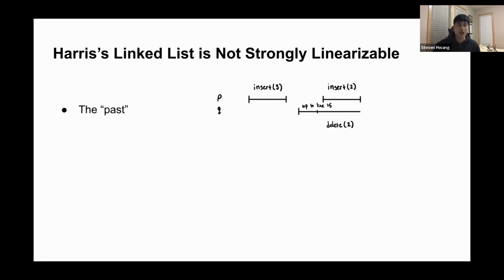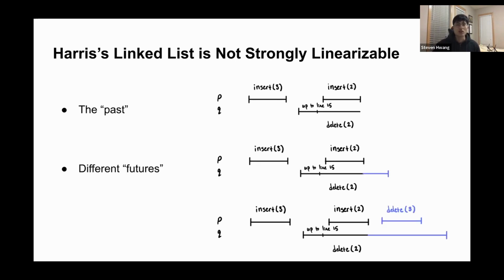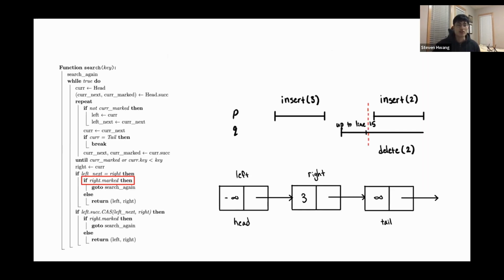And we consider the following past execution and two different extensions to that execution. If we trace the past, P first successfully inserts 3, and delete executes up to line 15, that is right before the red highlighted section. One thing to note is that when Q proceeds with its execution, it will check whether the right node assigned is marked or not. If it's marked, then the search will restart, or it will return the current left and right nodes. Currently, head is assigned to left, and the node containing 3 is assigned to right.